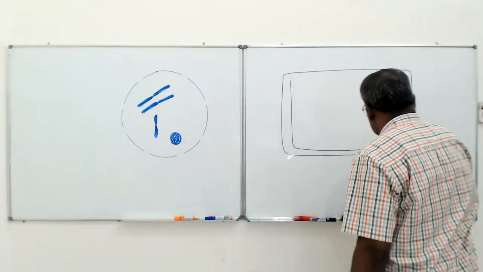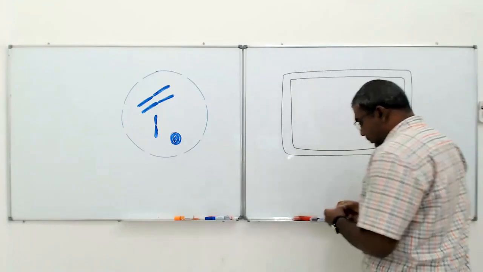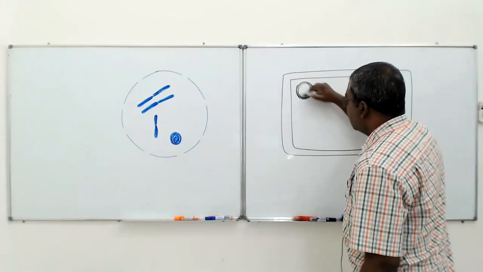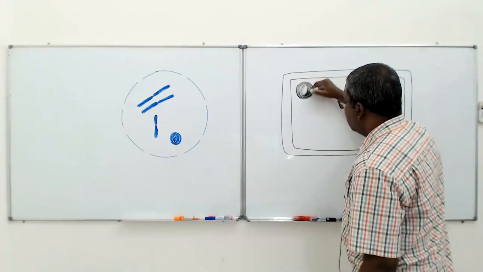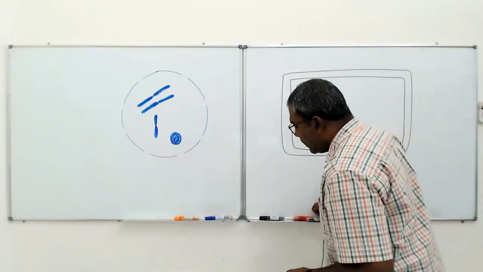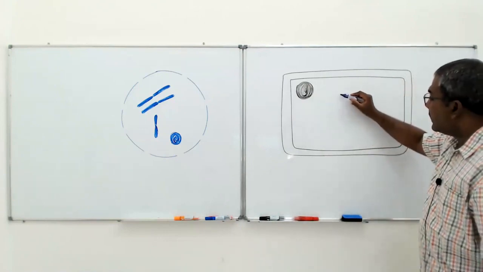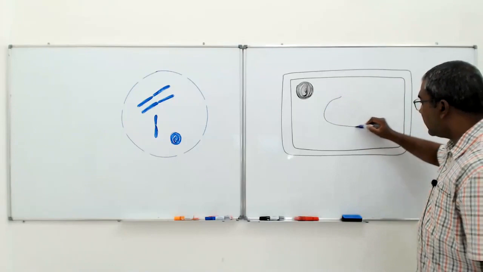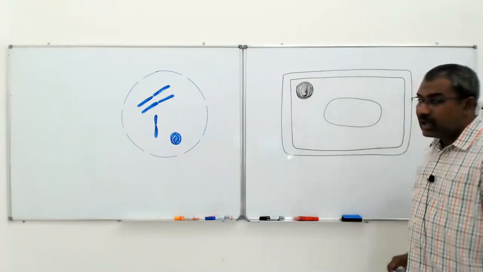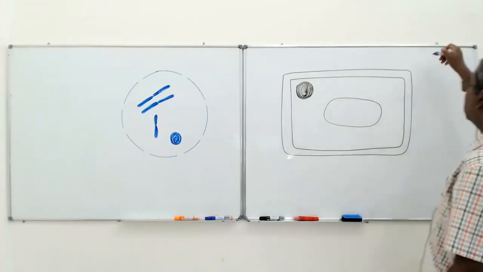This is the plant cell wall. This is the nucleus. Tengah-tengah ni ialah vacuole. Katakan ini adalah vacuole. This is the vacuole. Now, what will happen is this. Water.